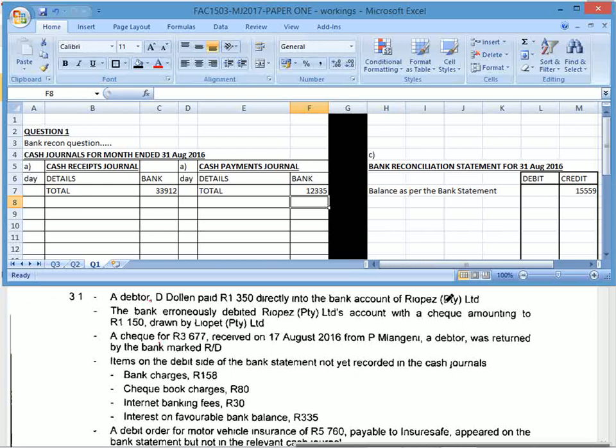So where do you show a direct deposit? Cash receipts.